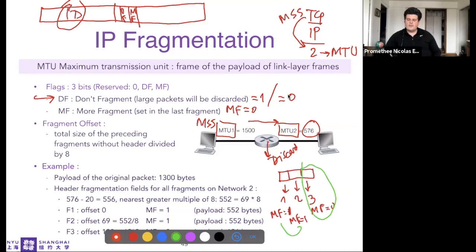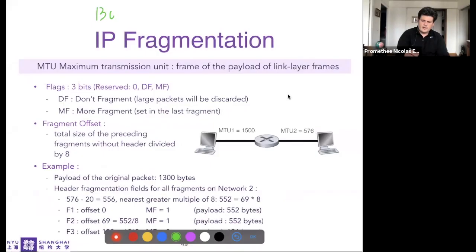But you see, the MF cannot tell us which fragment is the first one or the second. So to be able to reassemble the fragments in the right order, I'm going to use a fragment offset, which comes here. Okay? And the fragment offset is the total size of the preceding fragments, and that value is divided by 8. Okay? So let's take the example here.